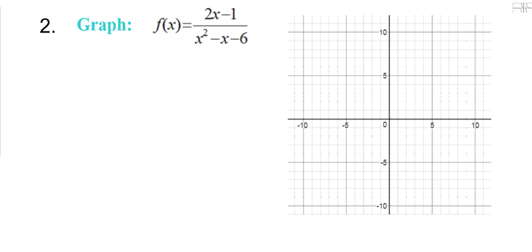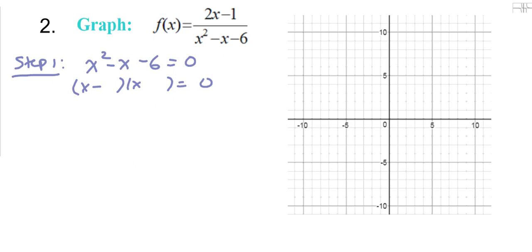And here we go. Step 1. We're going to find the vertical asymptote. So we're going to do that by setting our denominator equal to 0. We're going to factor. What are we going to need? -3 plus 2, right? Set our factors equal to 0. And then we find our zeros.